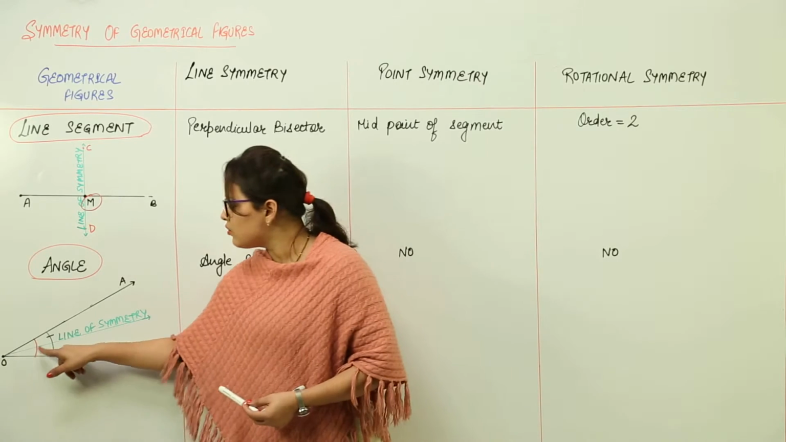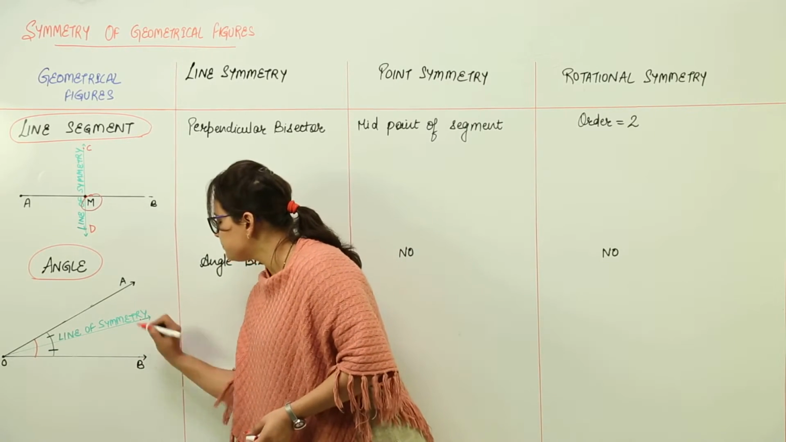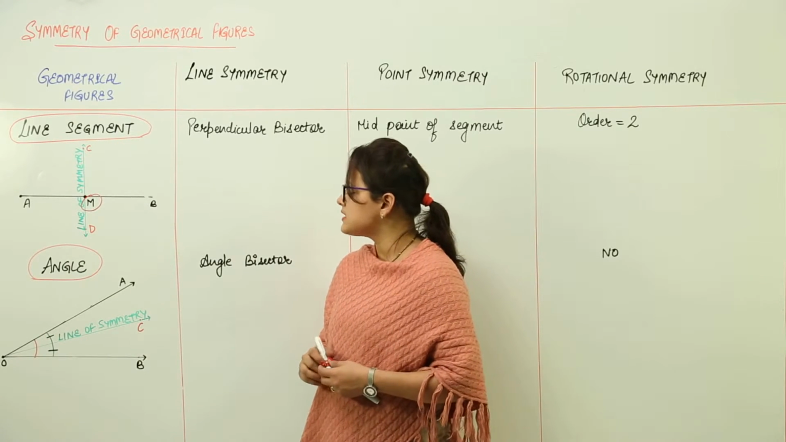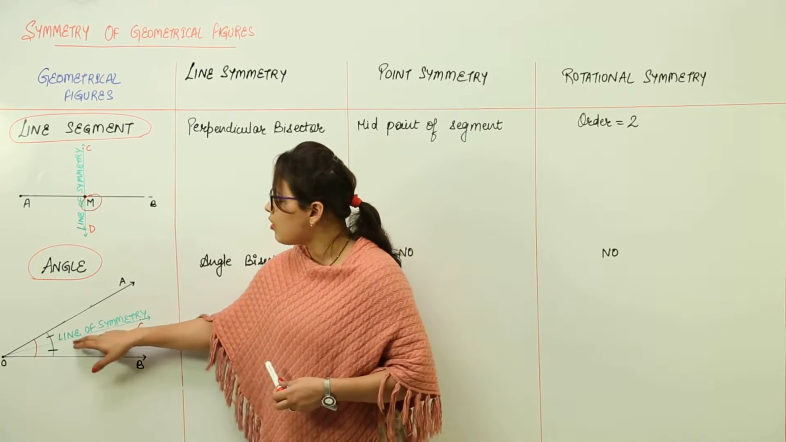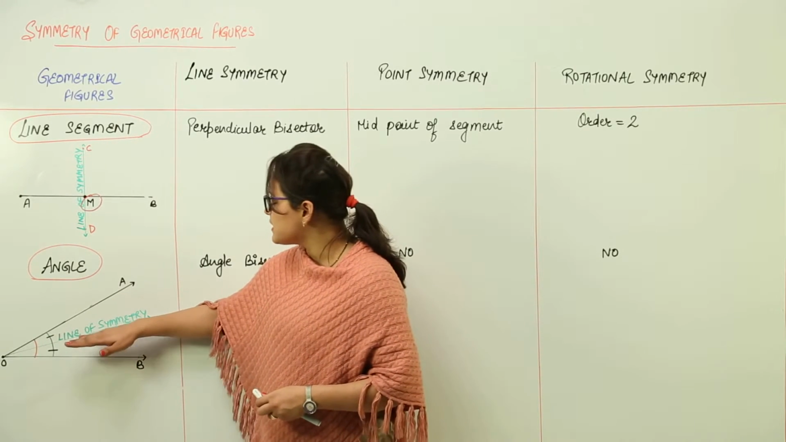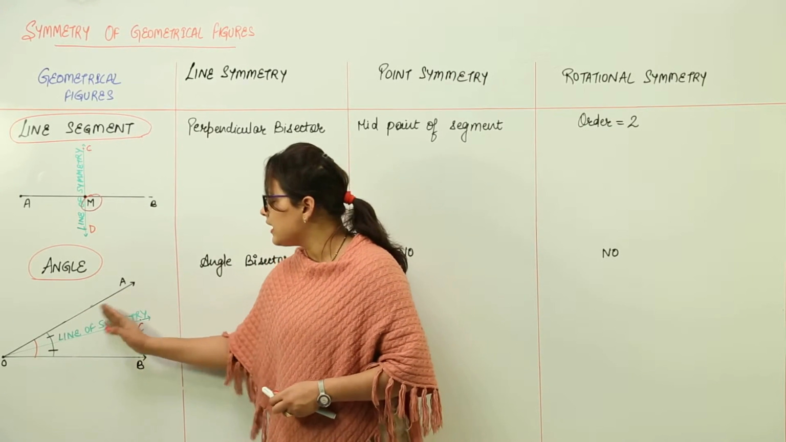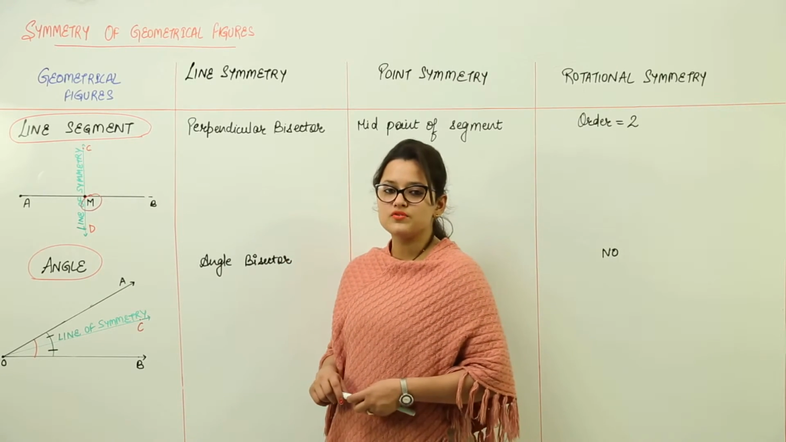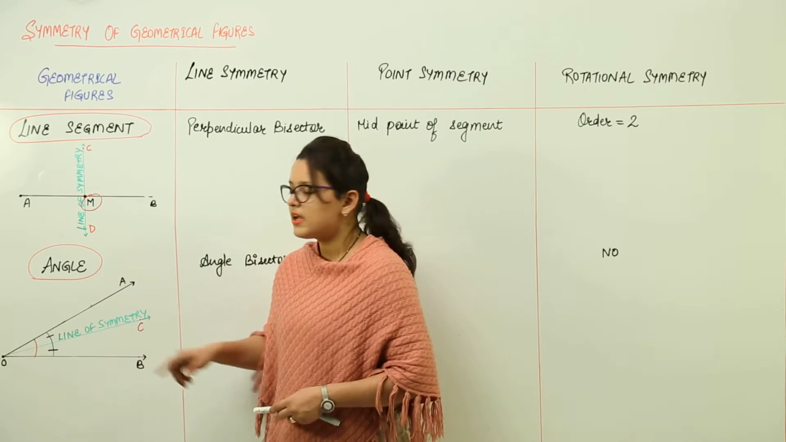Now this green line over here, let us name it OC. Now OC is the line, you can say, that is bisecting the angle, right? So we can say that OC is the angle bisector of angle AOB, and this angle bisector line is the line of symmetry for this angle.